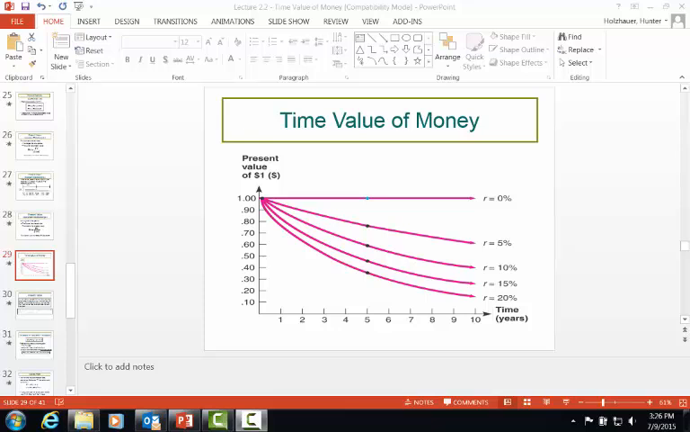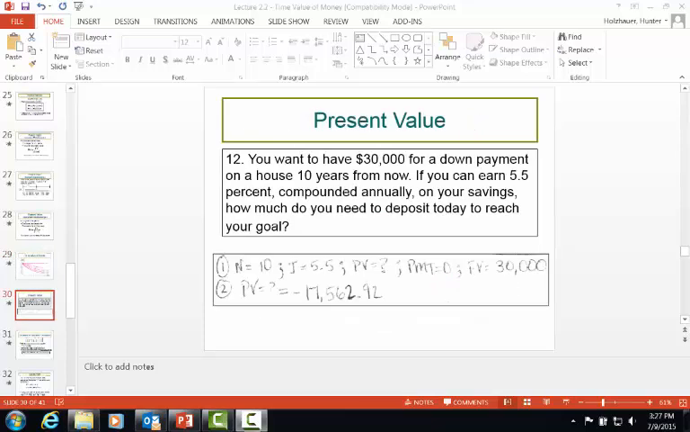Now that we've talked about the definitions and the equations and seen it in a graph, let's try a problem that may hit home the basic idea of present value. All right, Nick, let's go to the present value problem, number 12. This is a very common problem that I think will make a lot of sense to you very soon after you graduate, especially if you expect to become a homeowner.